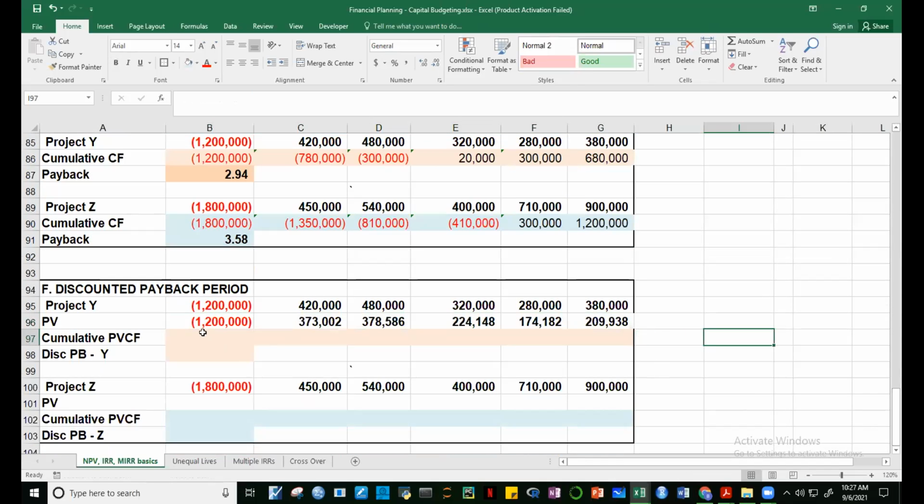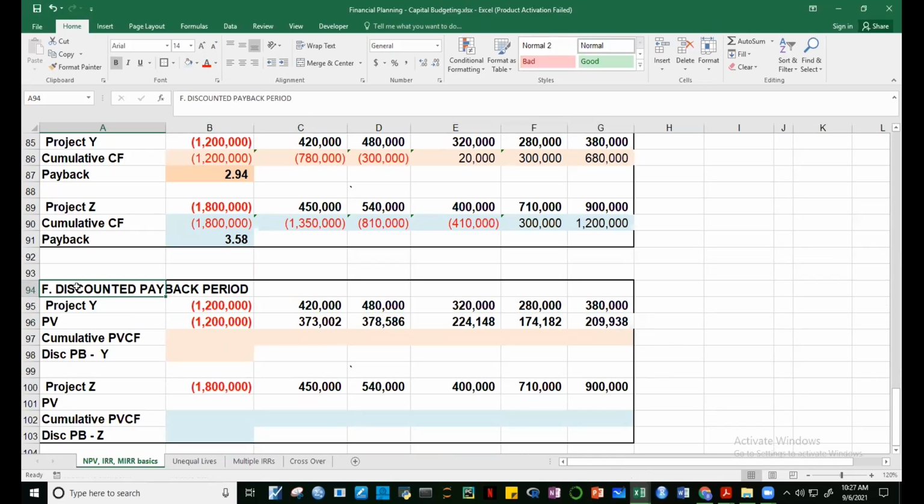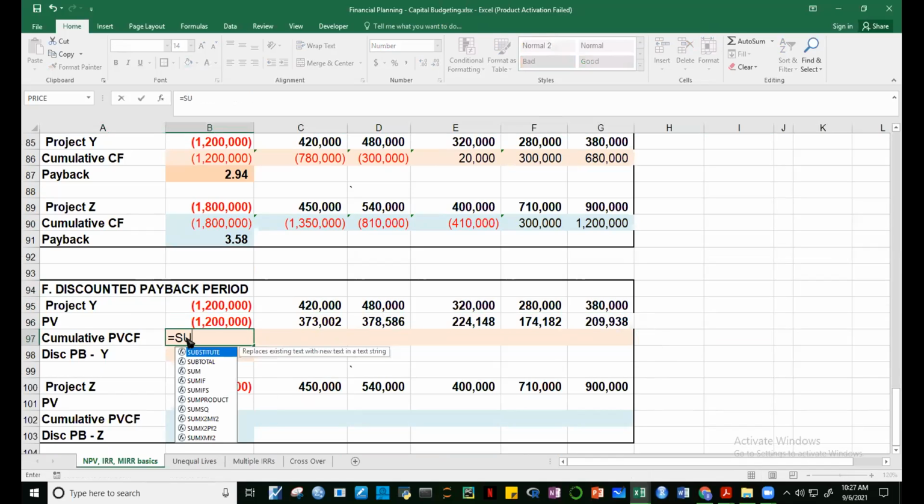Okay. So instead of using the original cash flow, guys, ang gagamitin natin si present values. That's why it's called discounted payback. Ang ginagamit natin yung mga present values. So let's do that. Sum of this colon. Tapos fix natin yung pwede yung una, pwede yung pangalawa.